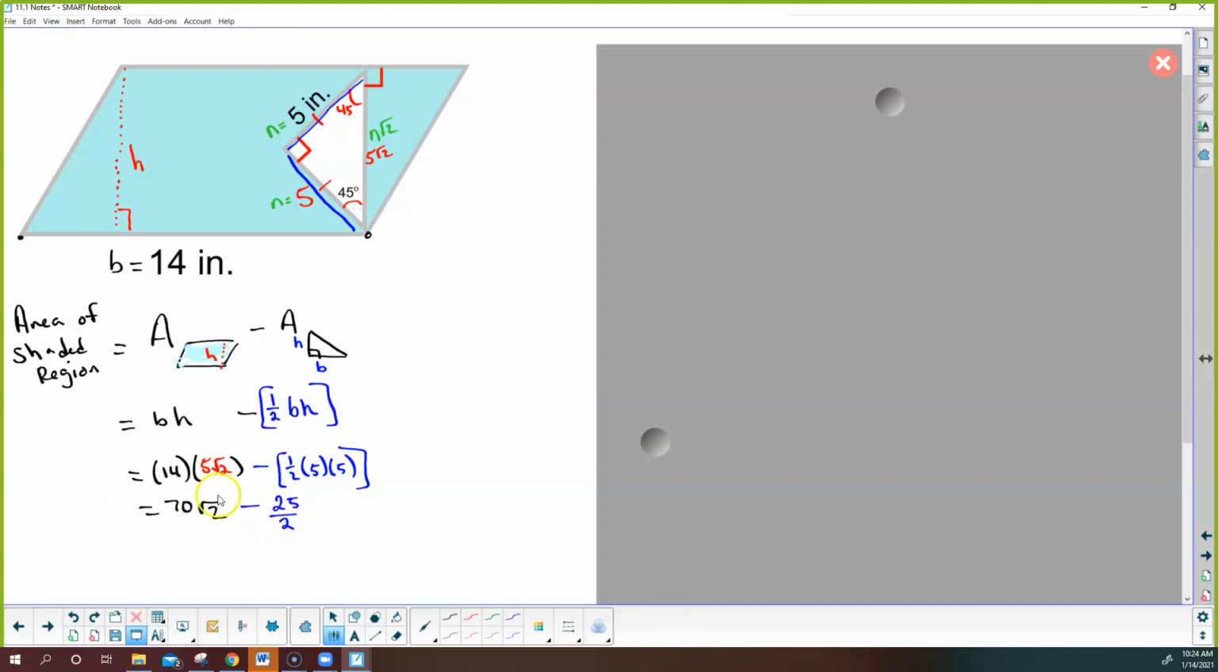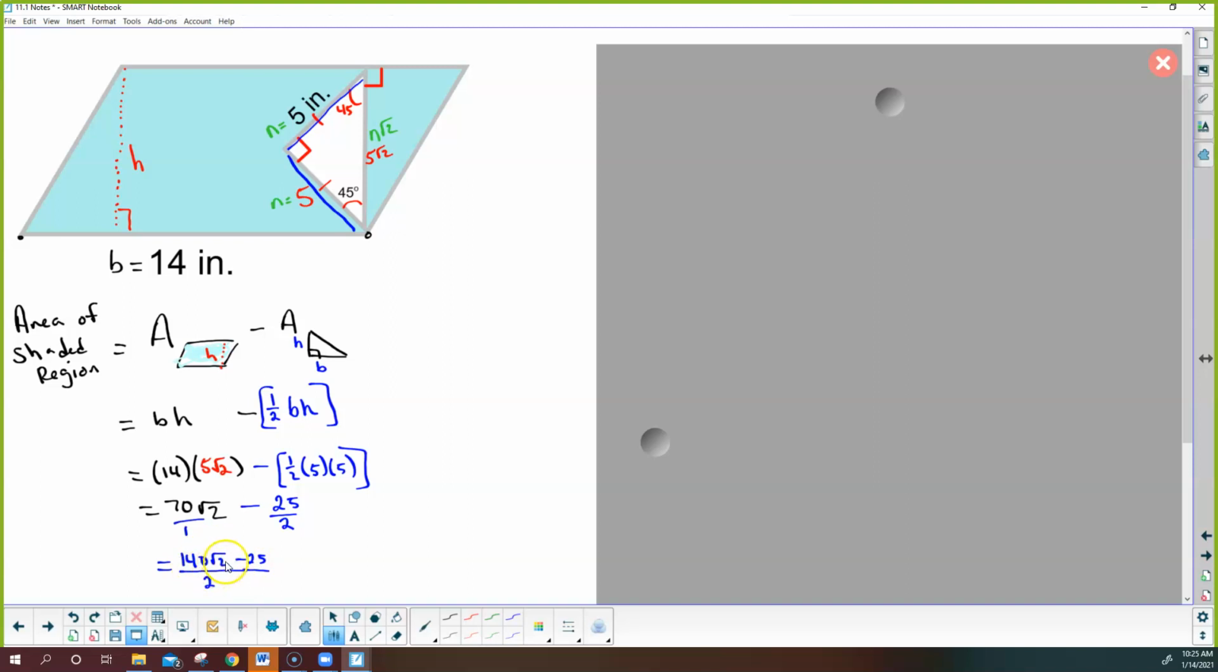Now, technically, you could stop here, right? This isn't super friendly. This one has a radical, this one doesn't. And it's not super friendly. The only way I could match this is if I got the denominators both to be 2. So think of this. If I double 70, I get 140 over 2, right? And then the square root of 2 would come into play. But then since I would be subtracting 25 halves, the 25 could just be written on top like this.